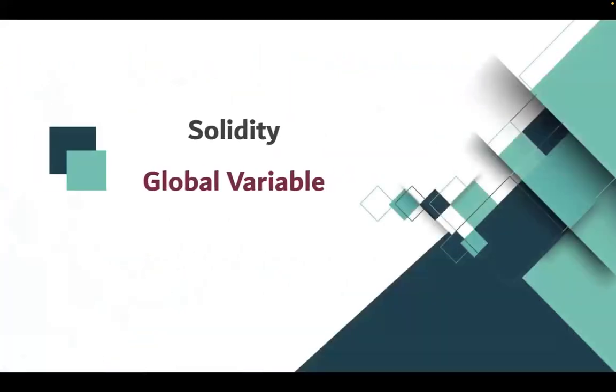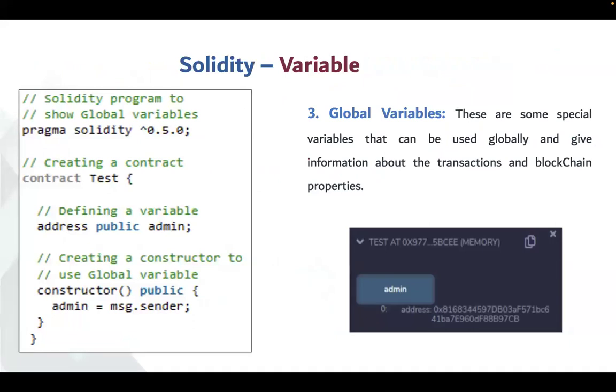The last type of variable is the global variable. Global variables provide information about the blockchain and the transaction properties. For instance, as you can see here, we have this contract called test, and we're defining this variable, and we're creating a constructor using this global variable. In this example, the contract test uses the msg.sender variable to access the address of the person deploying the contract. So the msg.sender will be assigned to the admin, which is the variable.